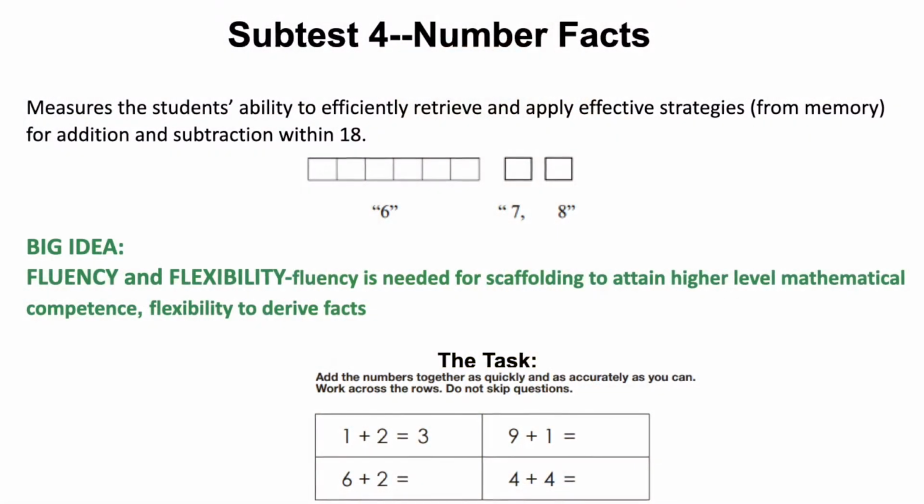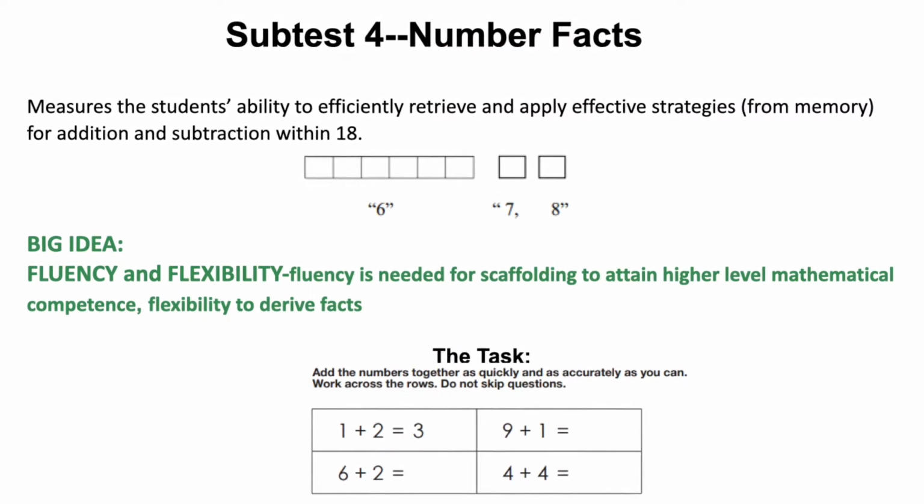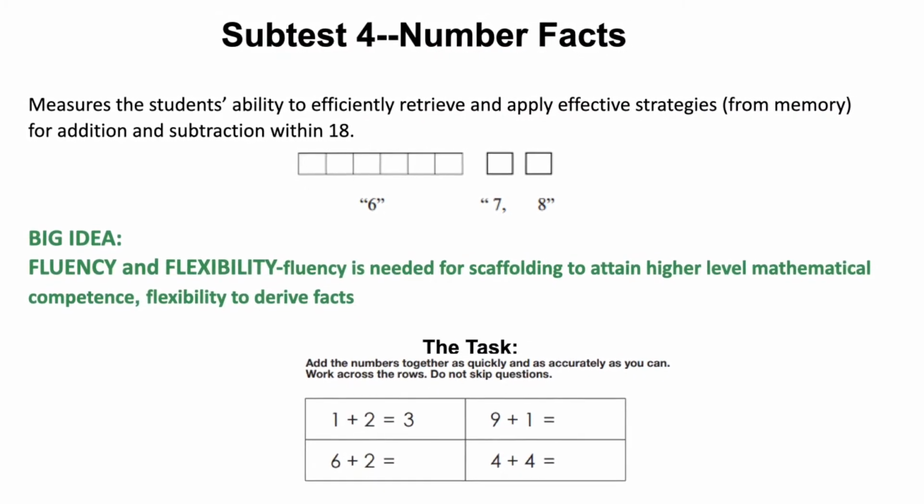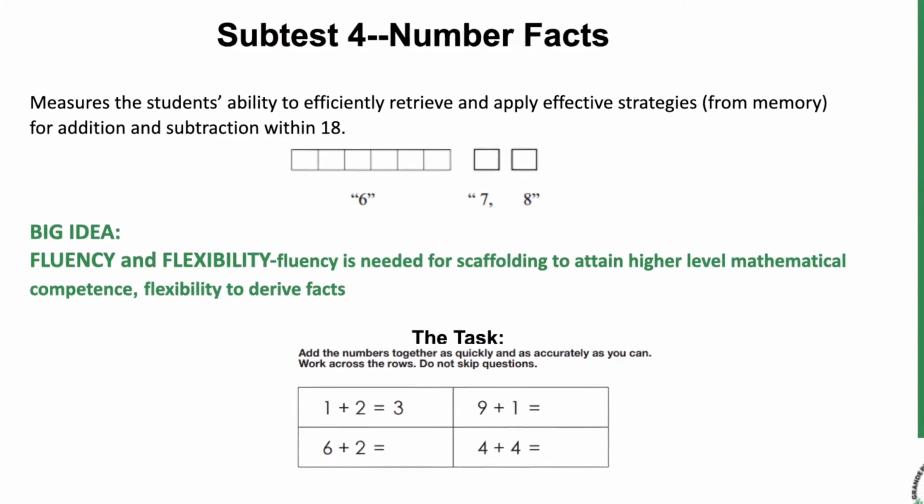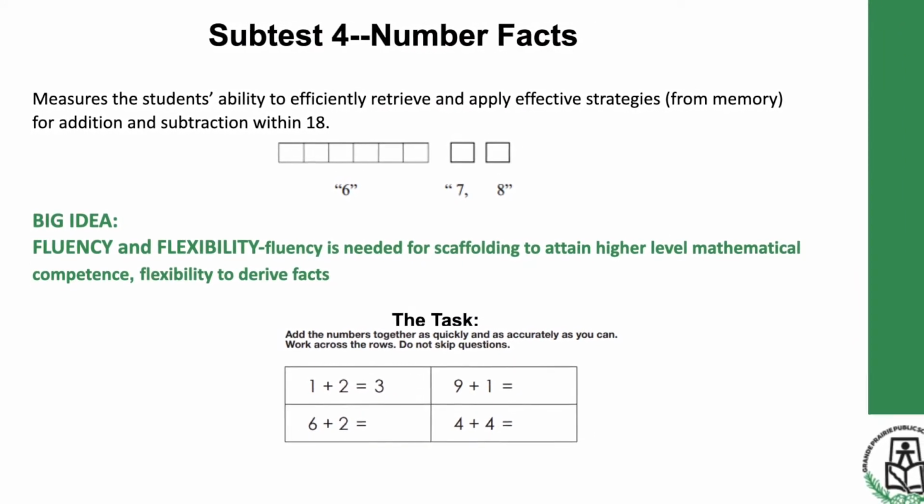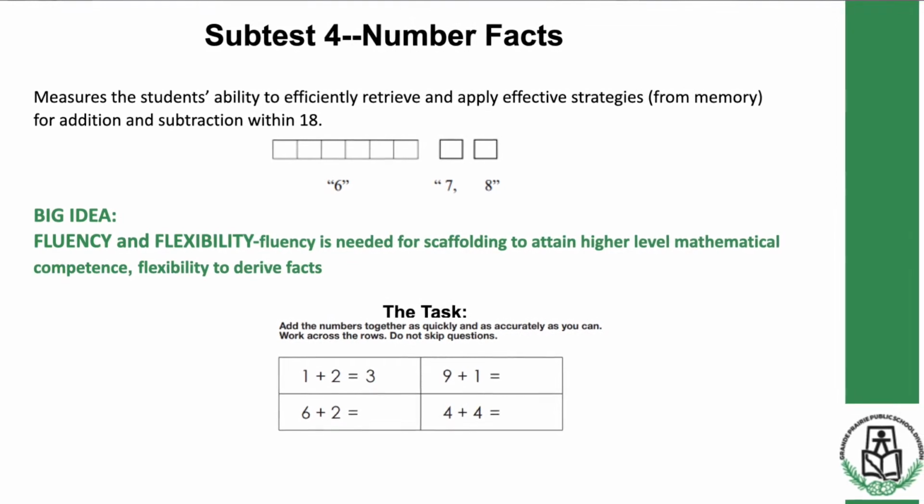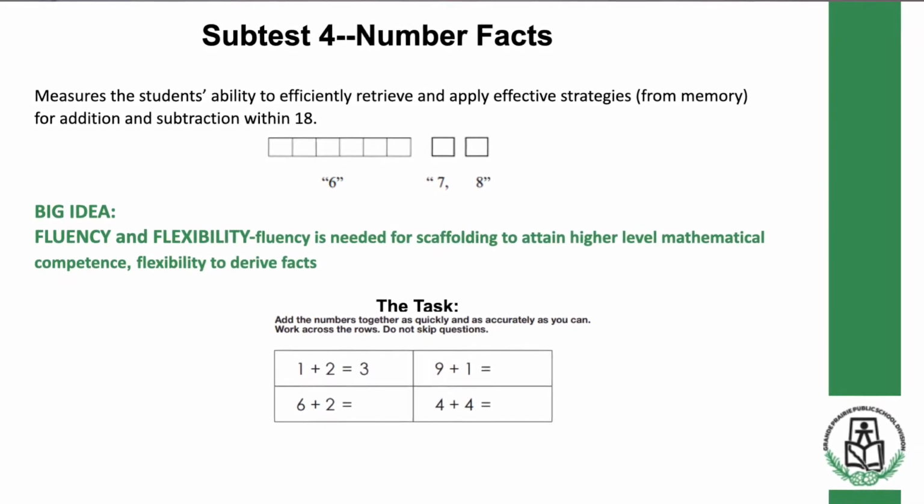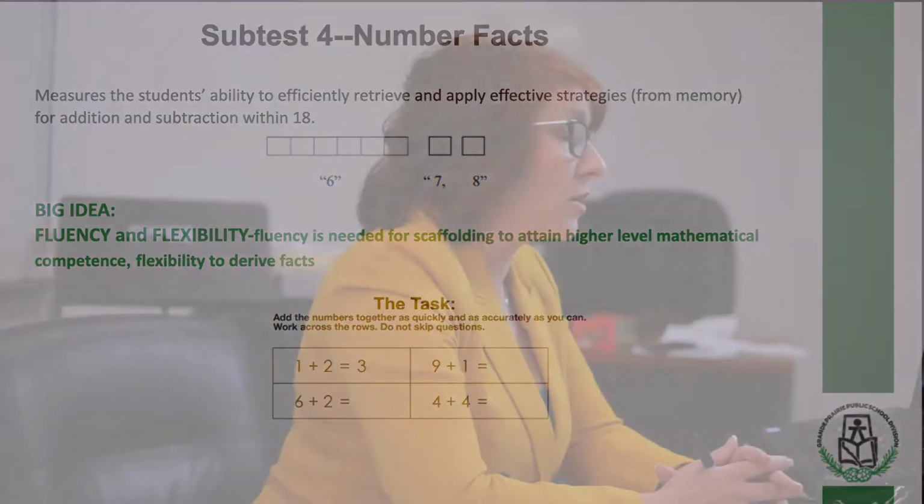The other area that we're looking for with the number facts is the idea of deriving facts. So if a child knows that 9 plus 1 is 10, from that known fact, can they derive that 9 plus 2 must be 11? If a child knows that 4 plus 4 is 8, that's a known fact. Can the child then derive that 4 plus 5 is 9?